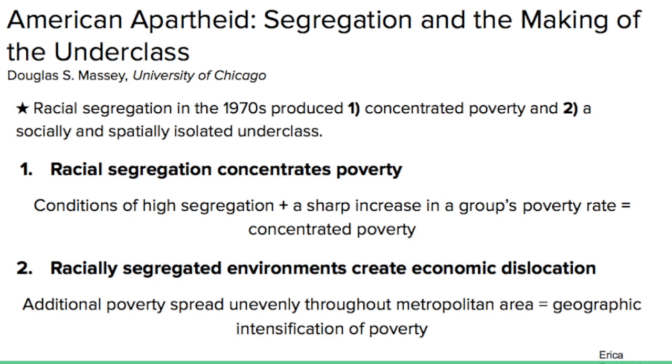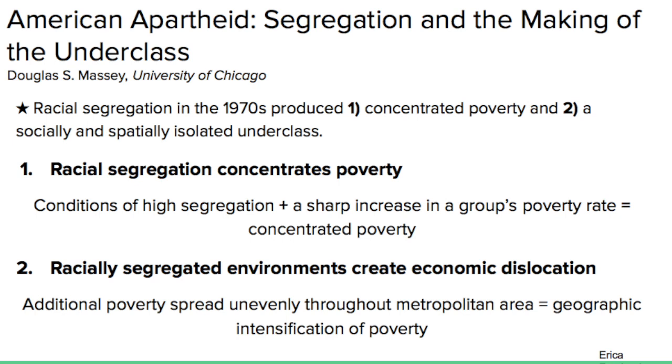Massey is able to elaborate on his findings by looking at 4 imaginary cities where one faces no racial segregation, one faces low racial segregation, one faces high racial segregation, and one has complete racial segregation. When he breaks down his theoretical cities, he is able to explain that a sharp increase in a group's poverty rate will produce concentrated poverty when it occurs under conditions of high segregation. He also notes that an increase in poverty concentration radically transforms the social and economic environment of poor neighborhoods.